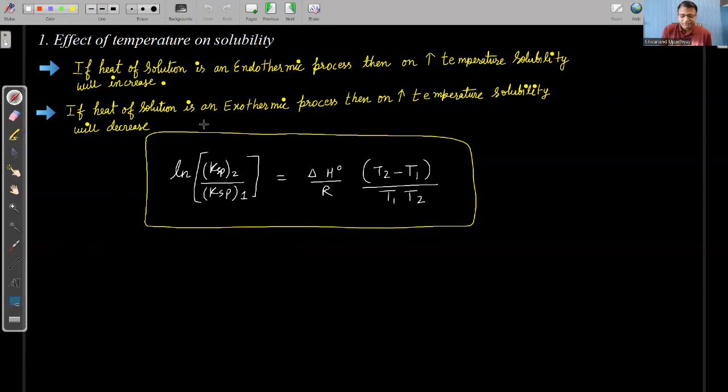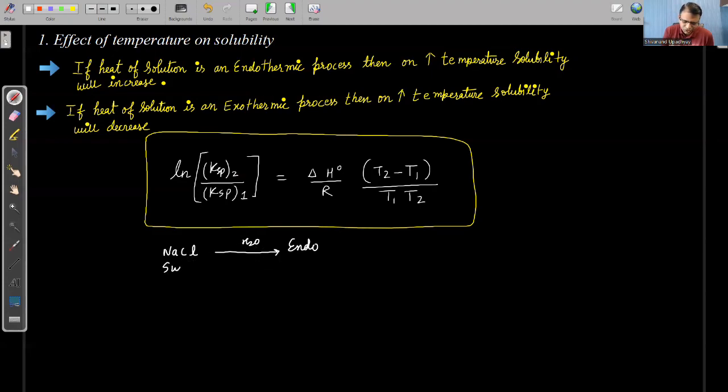So first, if they are asking what the effect of temperature on solubility is, you should know whether dissolving the solute is an endothermic or exothermic process. Like in thermochemistry, you have learned that when we dissolve NaCl, though NaCl is not sparingly soluble, there can be a saturated solution of NaCl. Dissolution of NaCl in water is an endothermic process. So on increasing temperature, solubility of NaCl is going to increase.